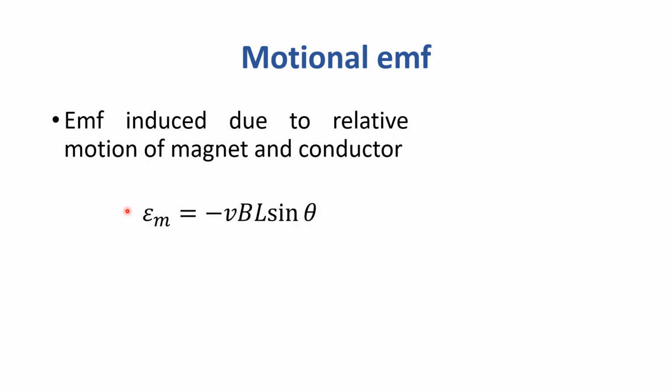So इसका formula जो है EMF, which is the motional EMF, equals minus VBL sin of theta. इसमें जो V है that is the velocity, relative velocity, B is the magnetic field, L is the length of conductor, and theta it is the angle between the conductor and the field. So right hand rule can also be used because it is a cross product.